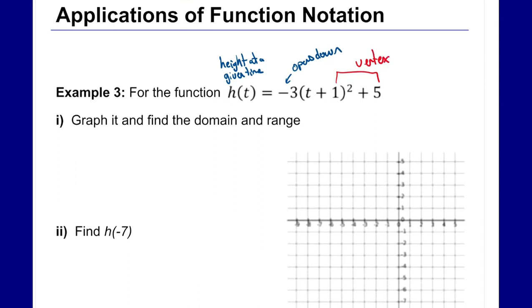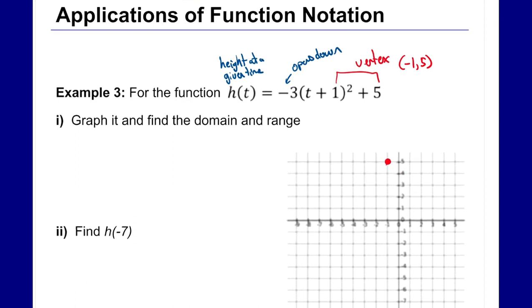We remember what vertex form is. So the two values here tell us our vertex. In this case, it is -1 and 5. Remember, it's the opposite of what we see inside the bracket. So we know we have a point at -1 and 5. We know it's going to open down, something like that.